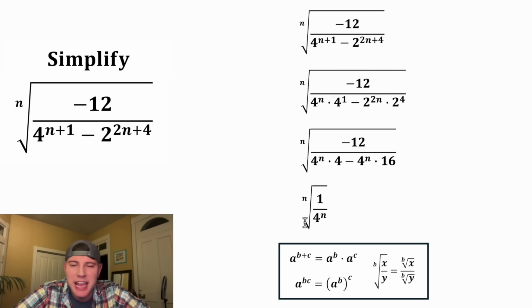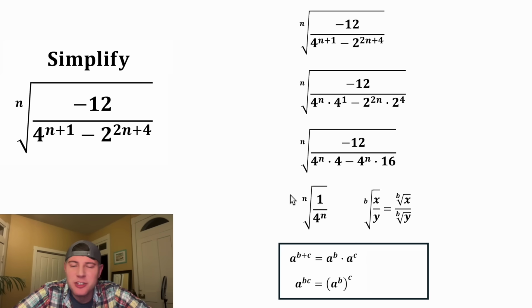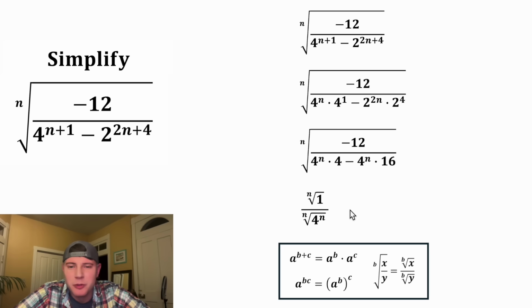So we're left with the nth root of 1 over 4 to the power of n. And then using these notes, anytime you have a radical of a fraction, you can split it to the top and bottom. So the nth root of 1 over 4 to the n is equal to the nth root of 1 over the nth root of 4 to the n. The nth root of 1 is equal to 1, and then on bottom for the nth root of 4 to the nth power, this radical and this exponent are going to cancel each other out. So we're left with 1 over 4.